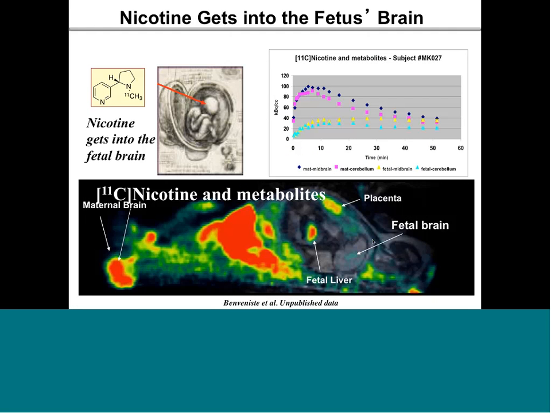And you can see the baby's brain. It's labeled here. But you can see it goes into the thalamus, the part of the brain that contains the nicotine receptors. So certainly good evidence that the nicotine gets into the fetal brain. So this was a really nice model for looking at how drugs penetrate into the brain.